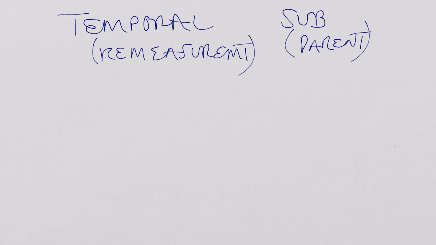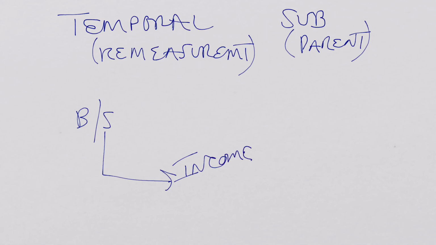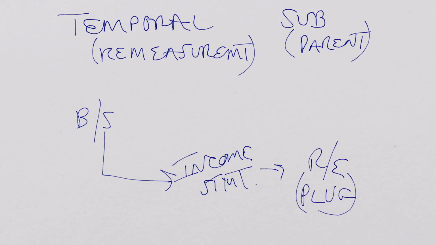So here's how. In the temporal method, this remeasurement process, you start with the balance sheet, you do all your translation there, you go to the income statement, you get down to a number, and you see that that bottom line number won't balance the balance sheet to the retained earnings, the plug you need. And so the plus or minus will be right on the income statement, since the parent controlled.